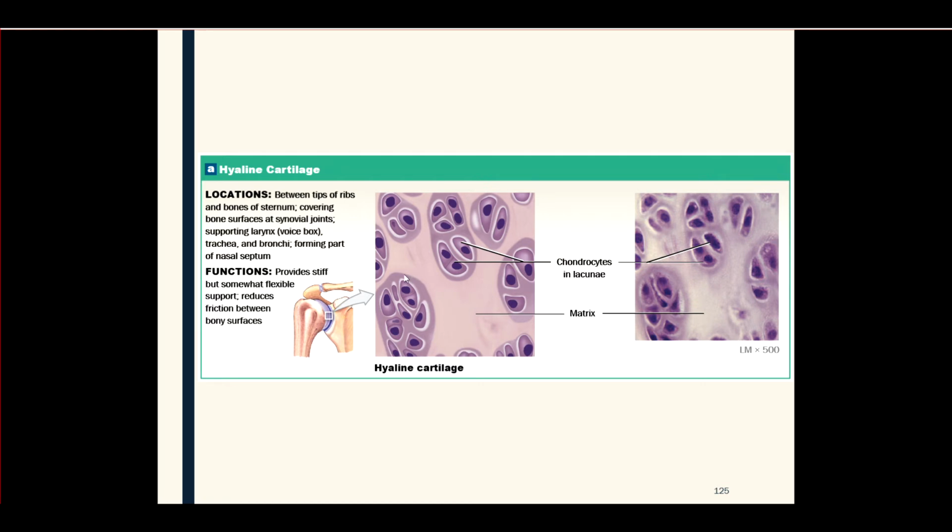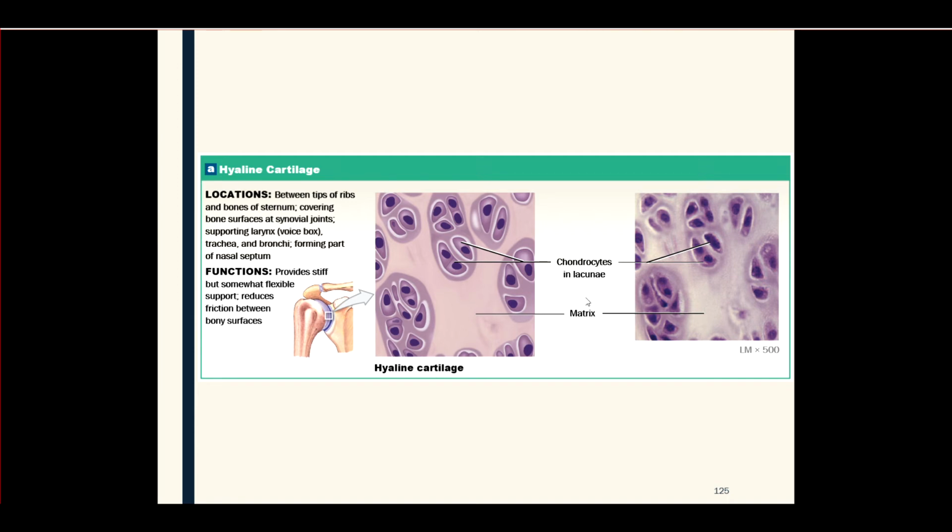Then this purple area out here is the lacuna, right? That's going to be the little chamber. And these here are the individual chondrocytes living in this little cavity. Again, I just went over the locations. The function is that it provides a stiff but flexible support, and it reduces friction, especially between the bones.